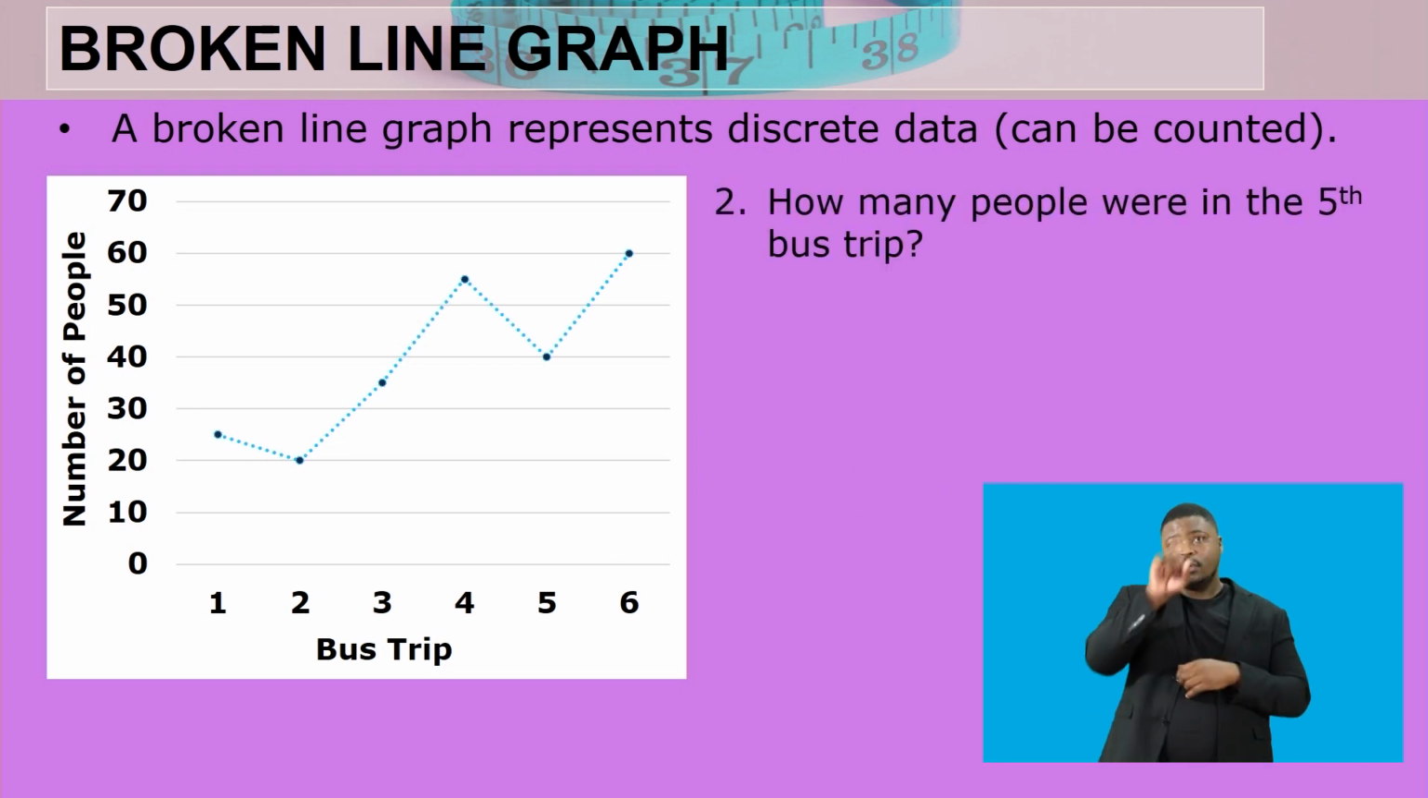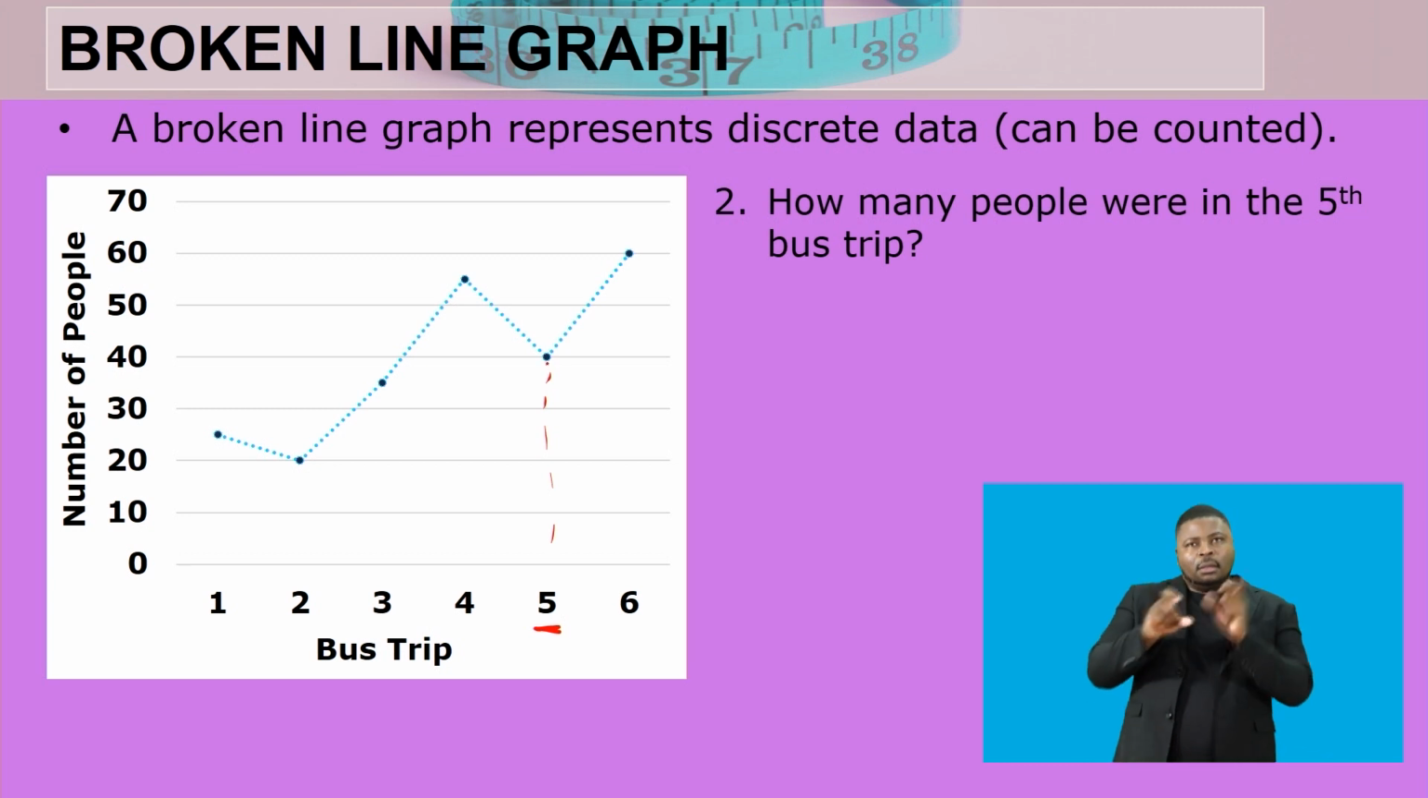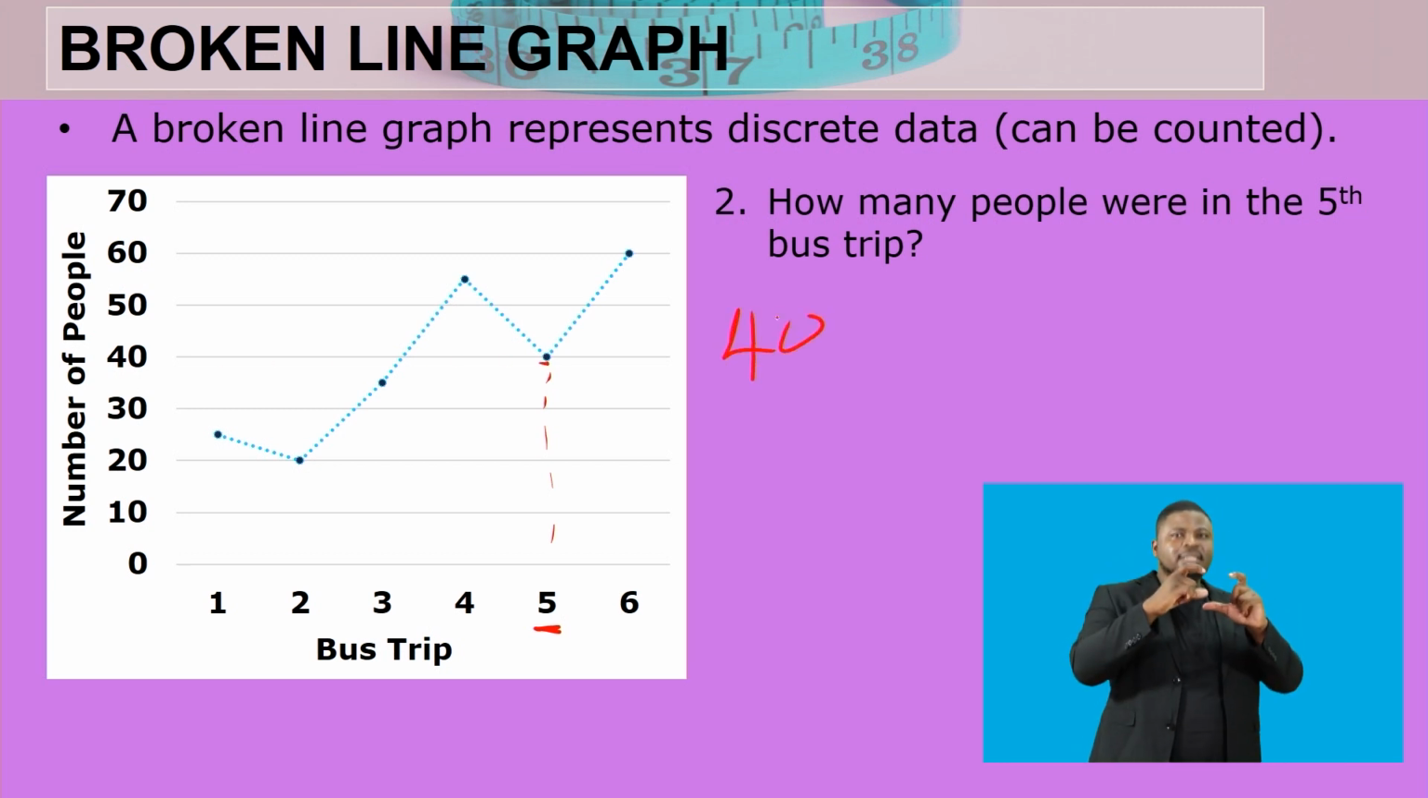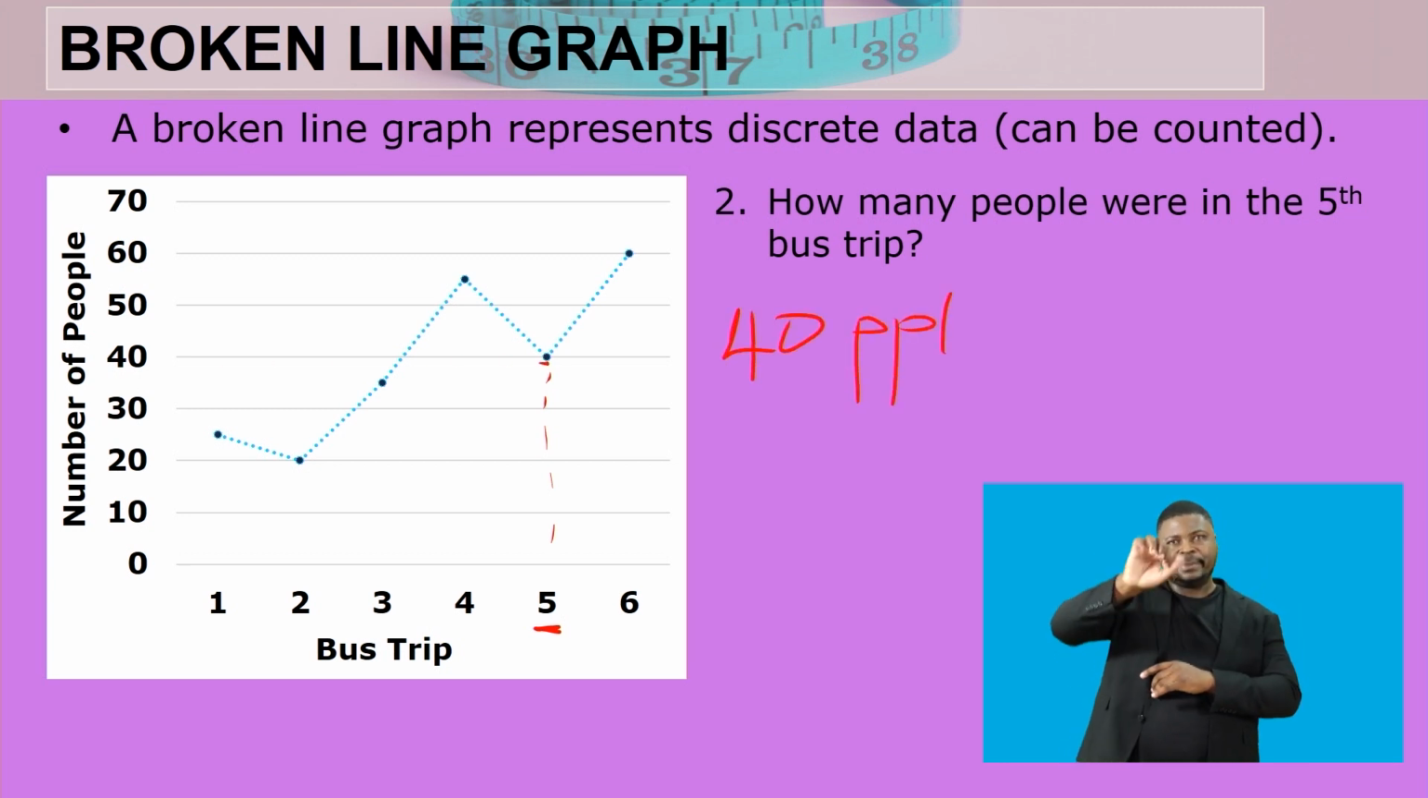Then question 2, how many people were in the 5th bus trip? We check bus number 5. Here is bus trip number 5. How many people were there? There were 40 people in there. I'm going to write people as PPL.